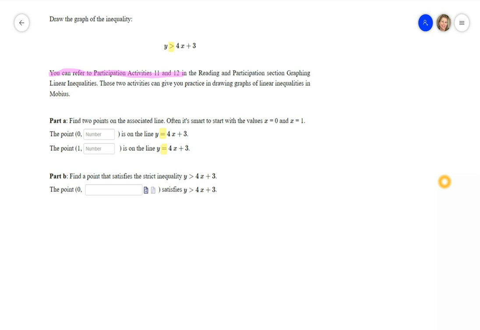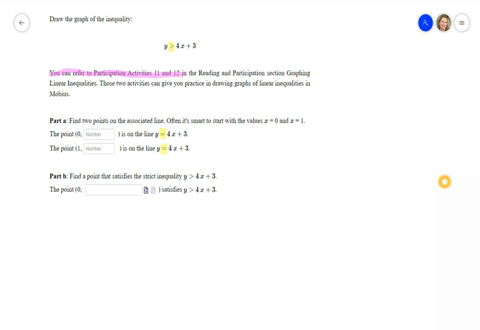It says find 2 points. Often it's smart to start with the values of x equals 0 and x equals 1. That's because 0 and 1 are the most user-friendly numbers in the world. When you add 0 to anything, it doesn't change it. When you multiply something times 1, it doesn't change it. So they're easy numbers to work with.